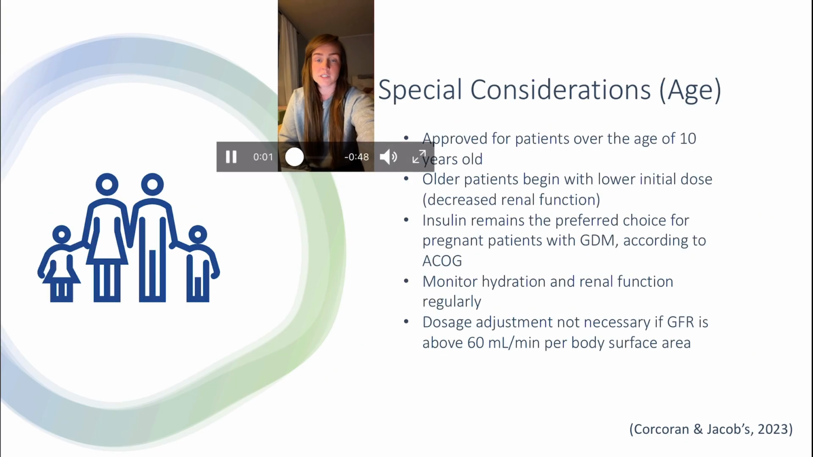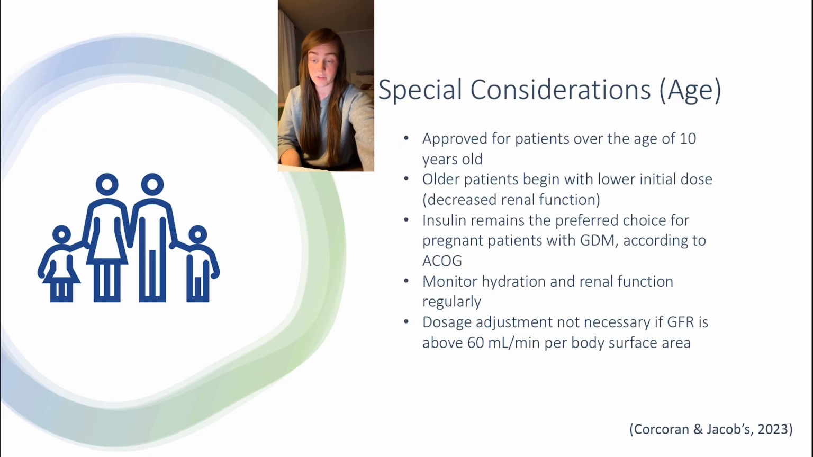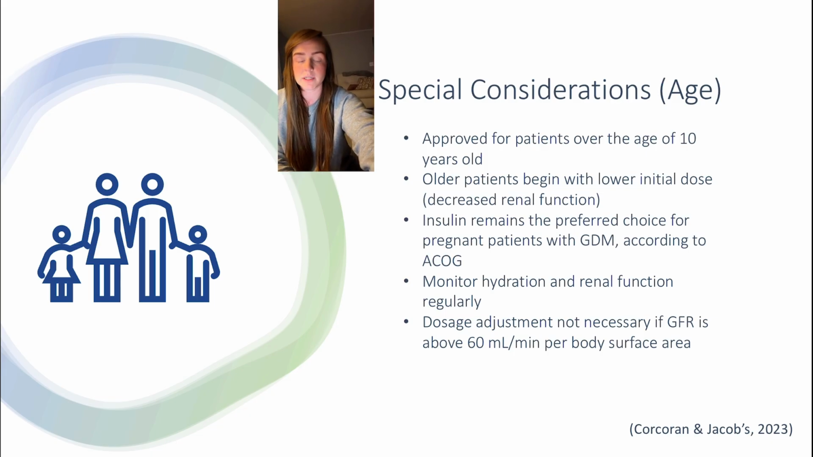So some special considerations of metformin. This drug is approved for patients over the age of 10 years old, as long as their GFR is over 30. Older patients should begin on a lower initial dose due to their decreased renal function. It can be used with gestational diabetes, but according to ACOG, insulin still remains the preferred choice. However, metformin can be used in certain cases.